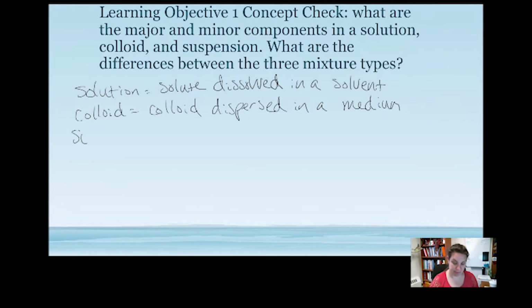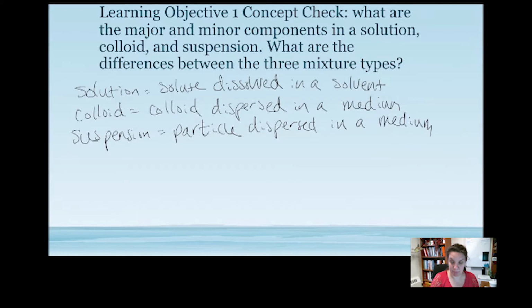And then we have a suspension, which is a particle dispersed in a medium. Okay, what are the differences between these? First of all, particle size. In our solution, the solute will be small, less than 1 nanometer. Then we have our colloid, which would be 1 nanometer to 1 micrometer, and then our suspension with the greatest particle size of greater than 1 micrometer.